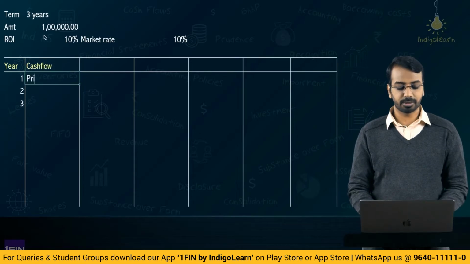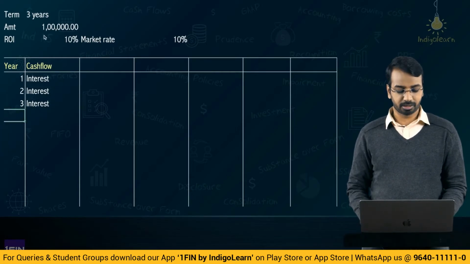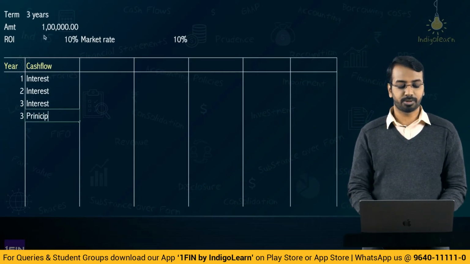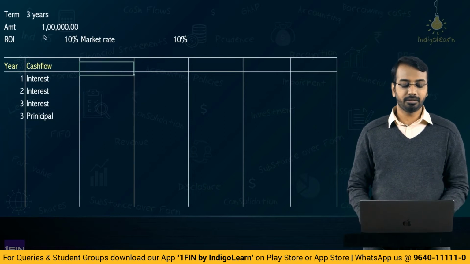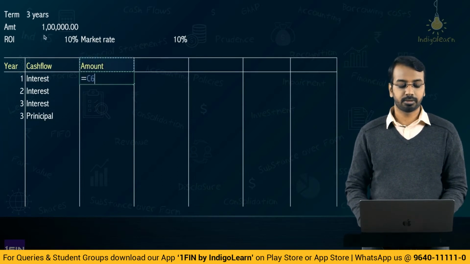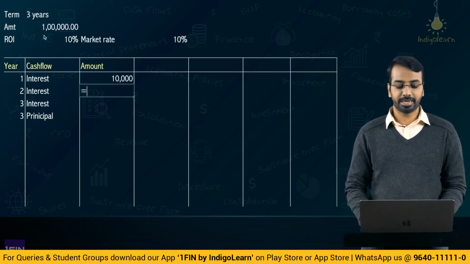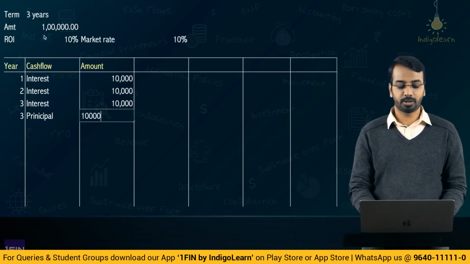Cash flow is principal, cash flow is interest, and in the third year you will also get principal, right? And if I take the amount at 10%, 1 lakh multiplied by 10%, I get 10,000, then again 10,000, then again 10,000, and here it is 1 lakh.